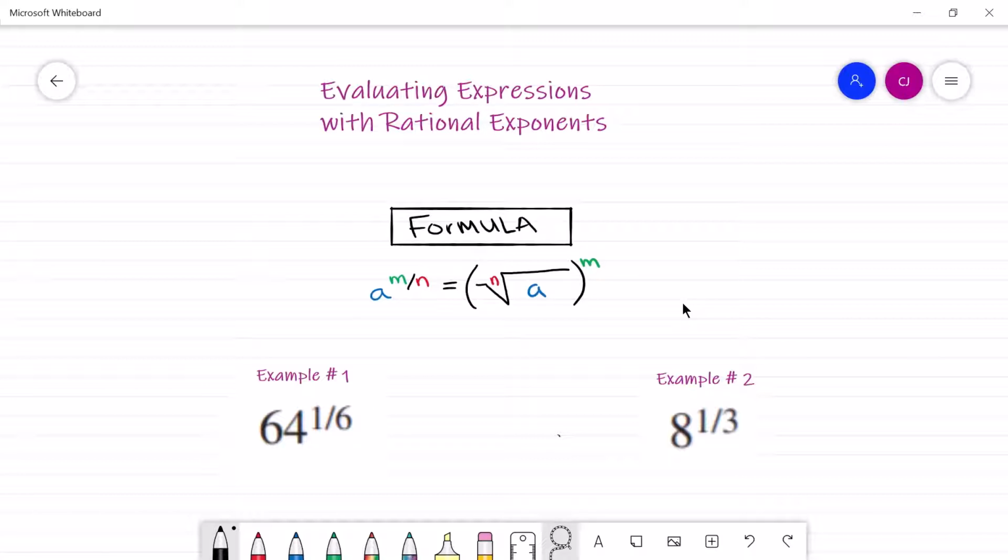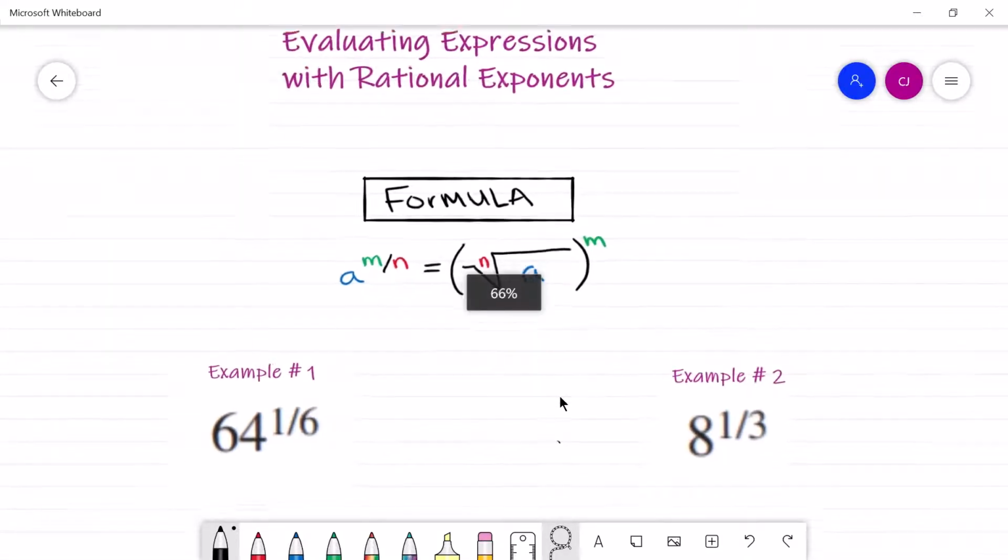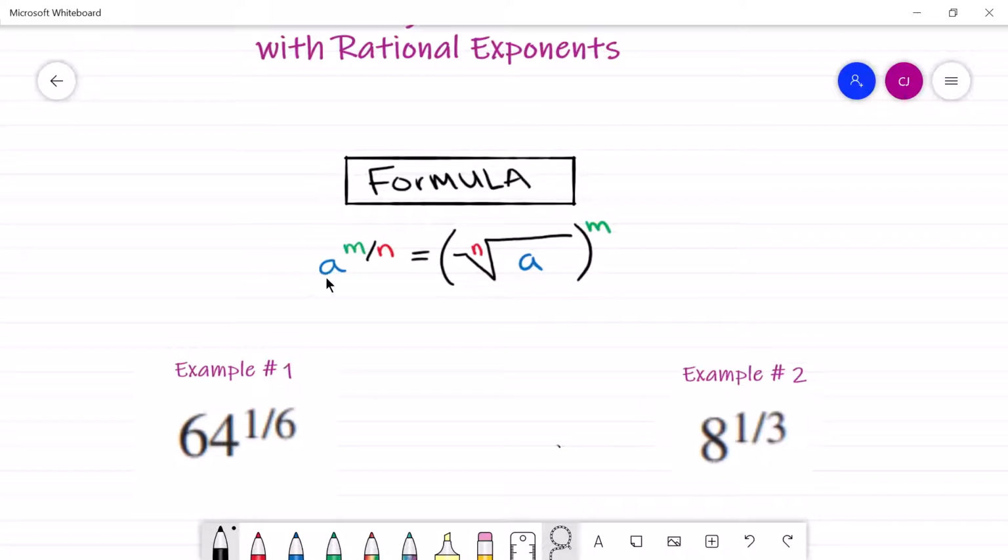So we're going to be looking at two examples today, but before we jump right into it, I wanted to show you a formula that's going to come in very handy when you are evaluating these types of mathematical expressions. And the formula is, whenever you have a number a to a power, as in m over n, you can rewrite that number as the nth root of that number to the power of m.